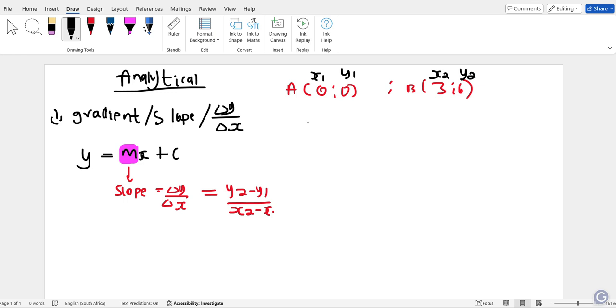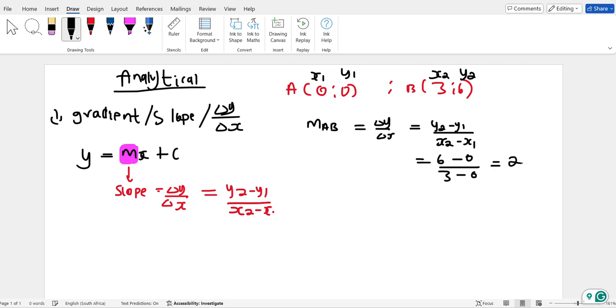Now how can you find mAB, or simply the slope of AB? Well, this will be change in y over the change in x, which also reduces to y2 minus y1 divided by x2 minus x1. So what is y2? y2 is 6 and y1 is 0. x2 is 3 and x1 is 0. Now we're left with 6 over 3, which is equal to 2.